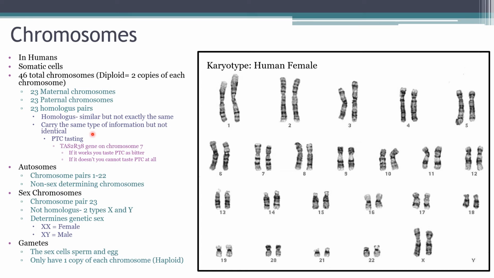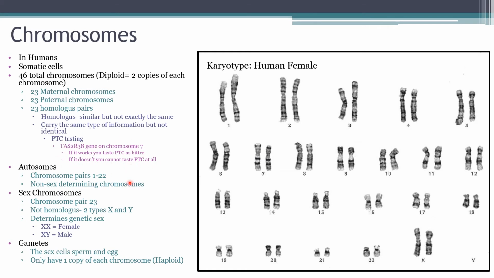That means they carry the same kind of information, but sometimes you get different information from your parents. The example I gave is the gene for PTC tasting. PTC is a chemical that they put on a piece of paper, and some people taste the paper and it tastes bitter, but other people taste the paper and don't taste anything. It's based on a gene called the TAS2R38 gene on chromosome number 7. You can inherit the gene that allows you to taste it, or you can inherit the gene that doesn't allow you to taste it.